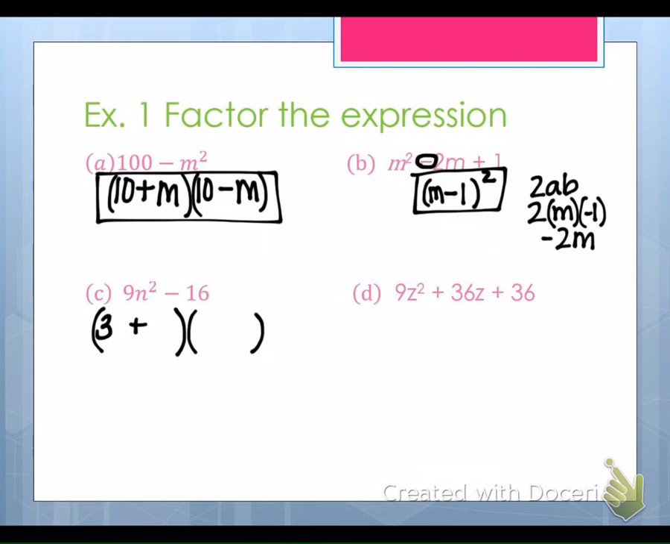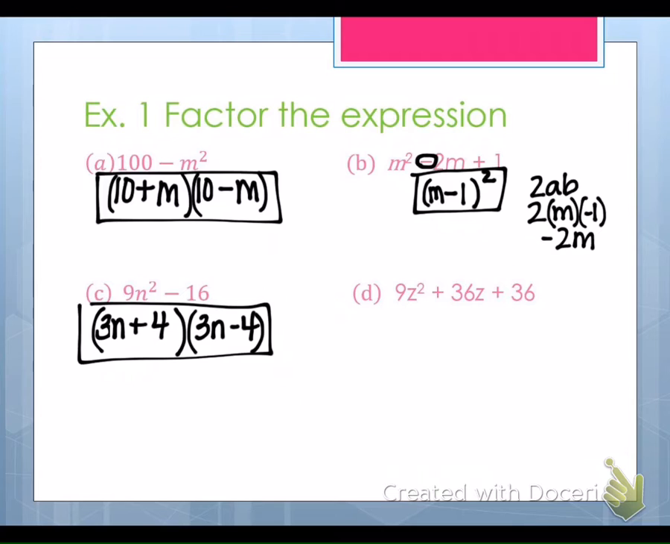No, you have to square root the whole term. 3n. Very good. The square root of 9 is 3, and the square root of n squared is n. So each parenthesis gets a 3n. And then what's the square root of 16? Class, what's the square root of 16? 4. Good. So each parenthesis gets a 4. And that's our final answer.